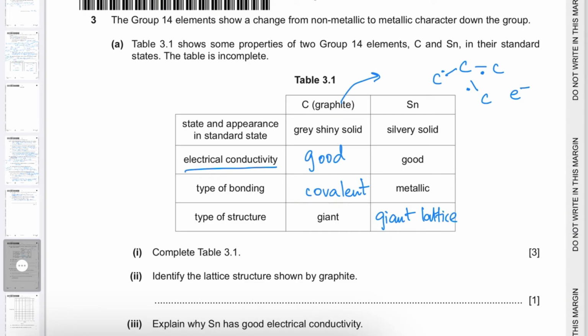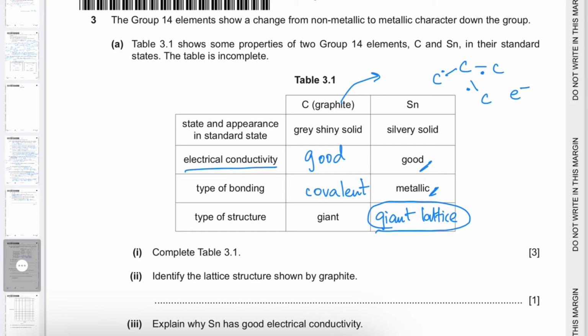As you can see, it has good electrical conductivity and metallic bonding. So metallic bonding has the giant lattice type of structure. Part 2, identify the lattice structures shown by graphite.